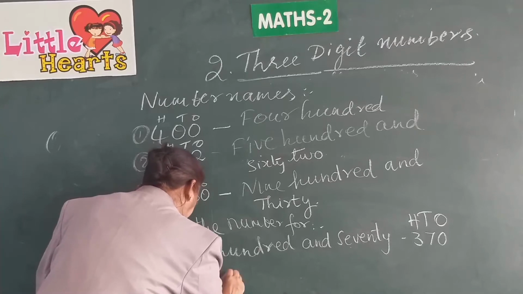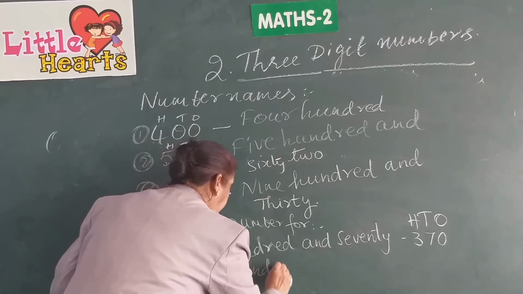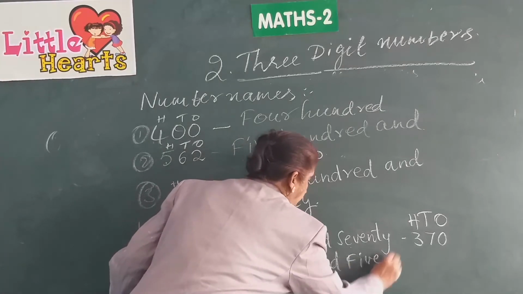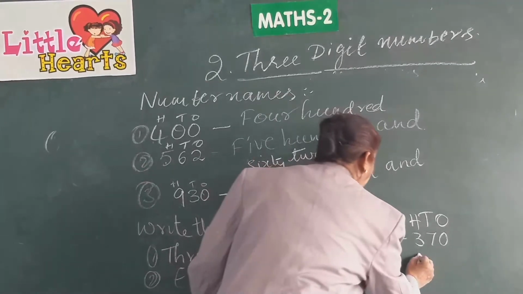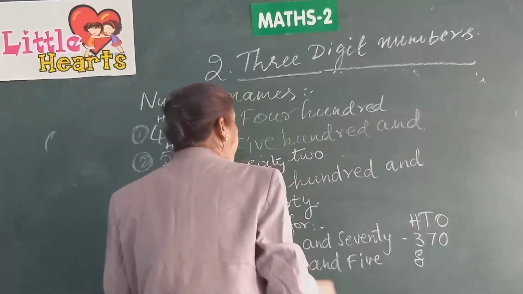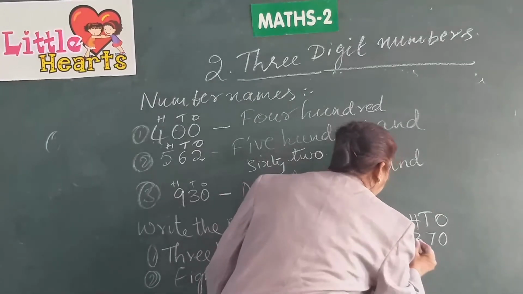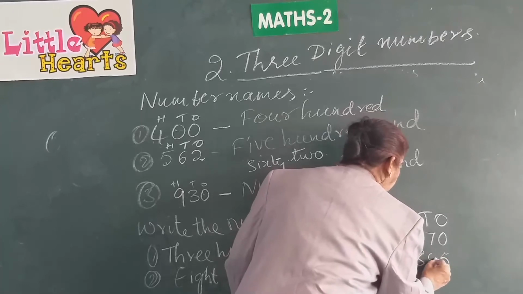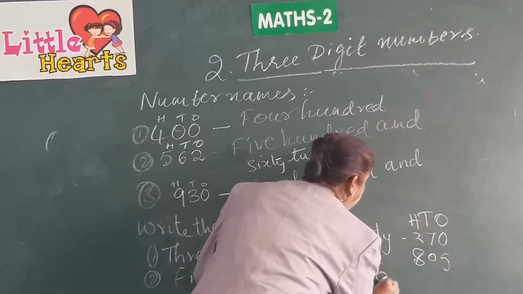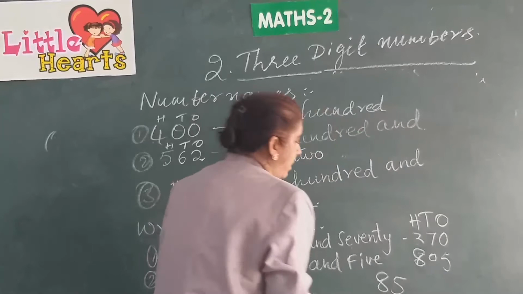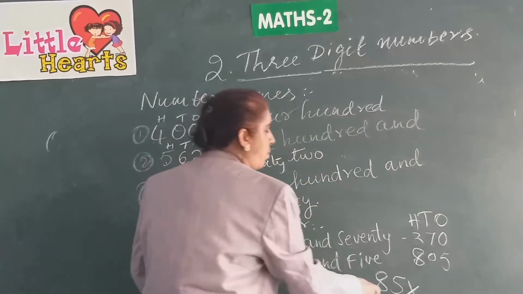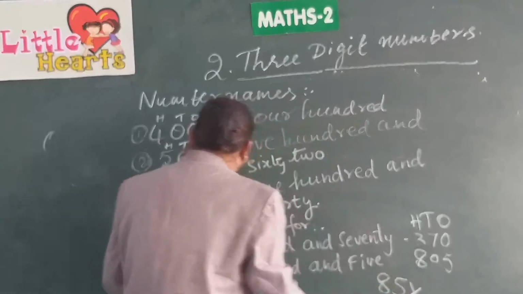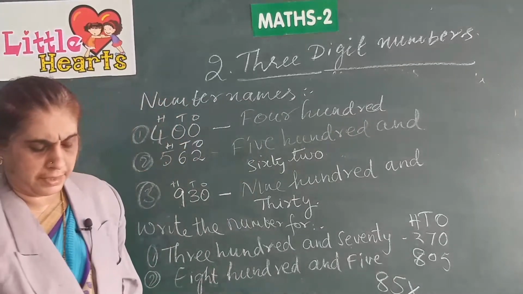805. 8 is in the hundreds place and 5 in the ones. There are no tens, so put 0 in this. Never write 805 like this. It is wrong because it has only 2 digits. 8 in the tens place is wrong. 8 should be in the hundreds place.